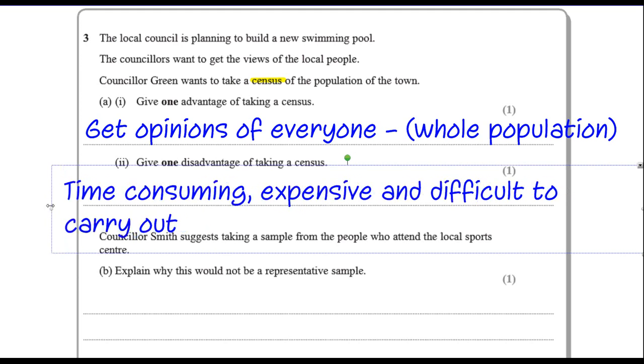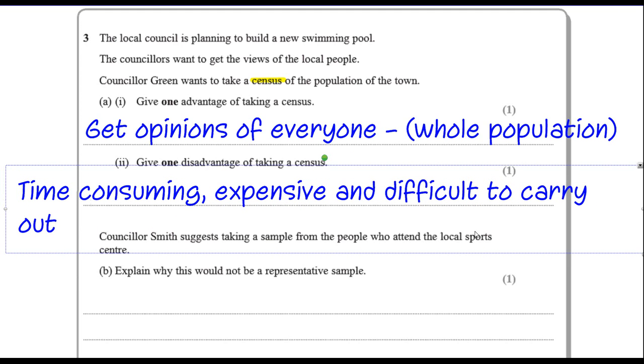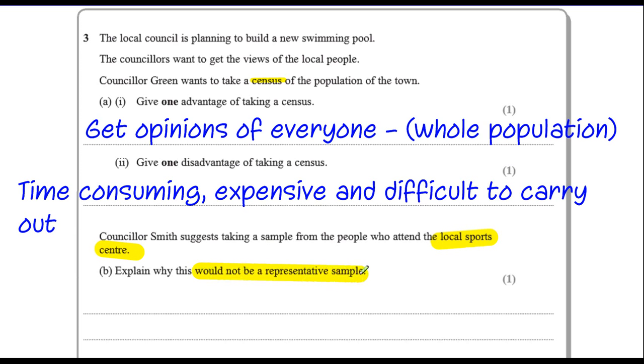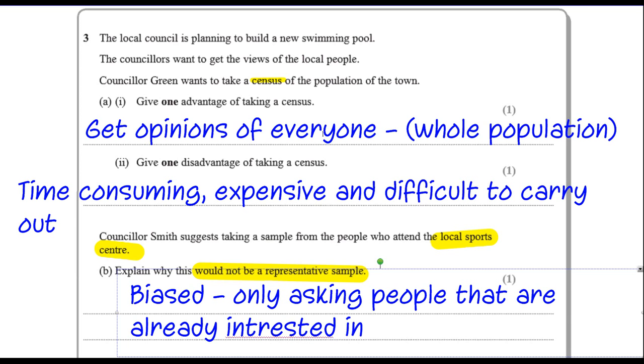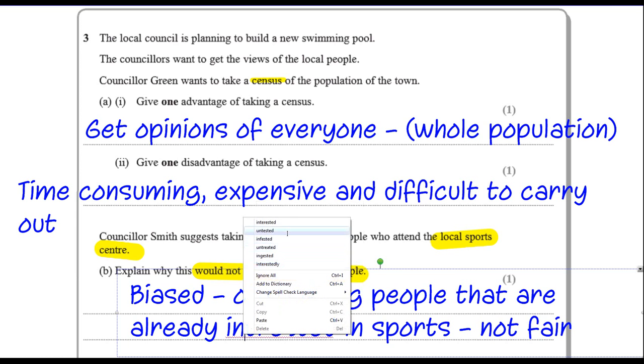Okay. Councillor Smith suggests taking a sample from the people who attend the local sports centre. The key thing here is where he's choosing to take it from. Explain why this would not represent the whole of the people in the town. It's biased because you're only asking active people or people who already take part in sports. So they probably are going to want a swimming pool, which is what he's asking about. Okay, so biased, only asking people that are already interested in sports. So it's not fair, really. Spelling isn't doing a great job today.